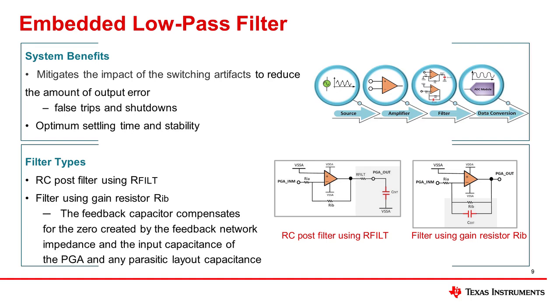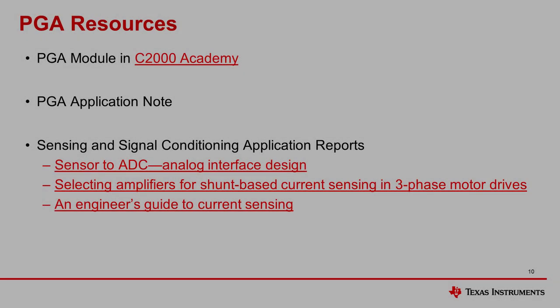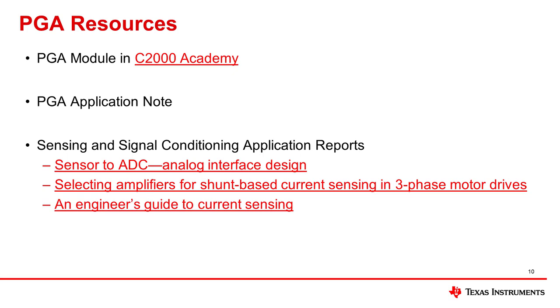Some applications cannot tolerate having an RC network at the output of the amplifier. Amplifier output current flowing through the filter resistor creates a voltage offset that introduces output error. In this case, one can filter the noise spikes by placing a feedback capacitor across the feedback loop. This capacitor can compensate for the zero created by the feedback network and the input capacitance of the PGA module. That concludes the PGA Type-2 use cases.